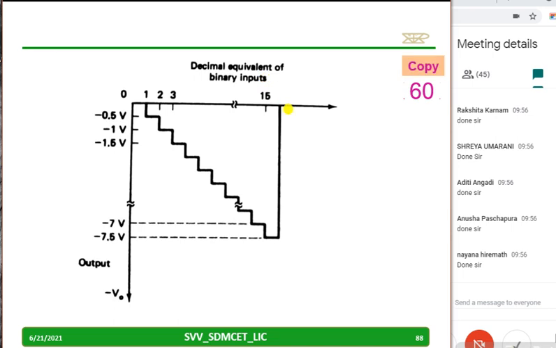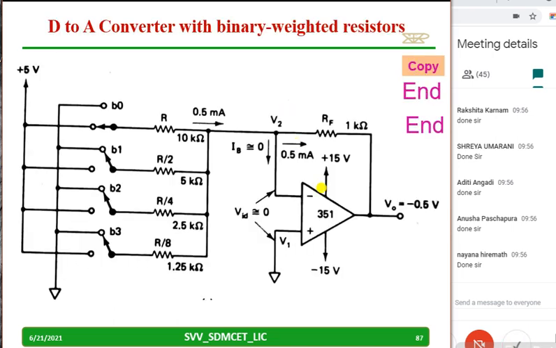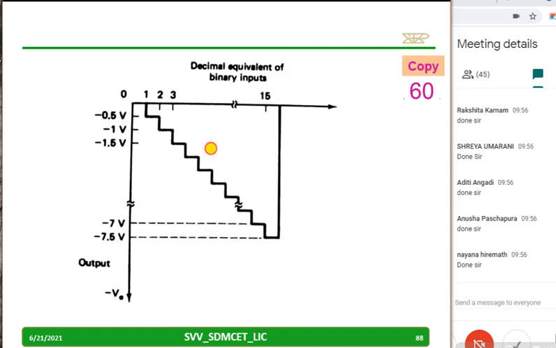See, because we use an inverting terminal, the output will automatically be a negative voltage, not a positive voltage. So I am getting a negative voltage based on the binary combination. Whenever I have connected all switches, more current will be there, therefore more voltage will be there. So I will get a negative voltage because I used the inverting terminal. Copy down this, and the operation we will discuss.